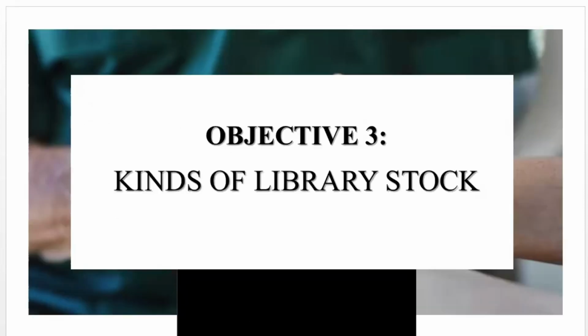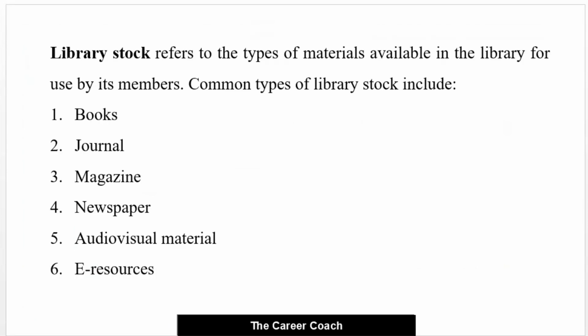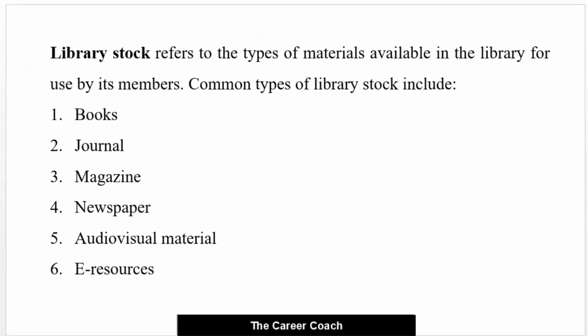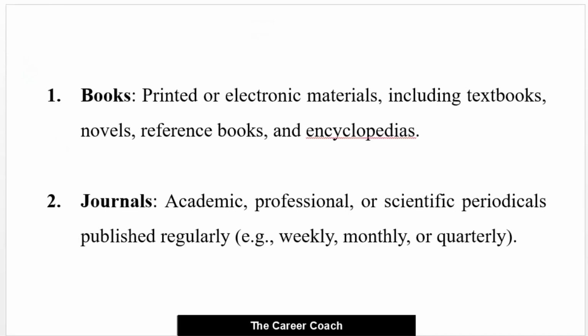Alright, so we'll move on to the third objective, which is kinds of library stock. Library stock refers to the types of materials available in the library for use by its members. Common types of library stock include books, journals, magazines, newspapers, audiovisual material, e-resources. Now let's look at each of them one after the other.